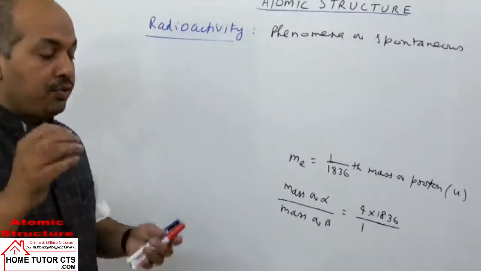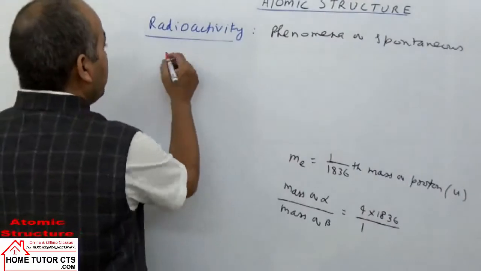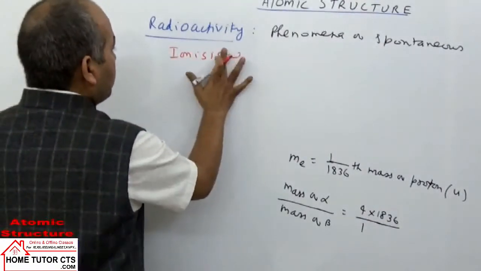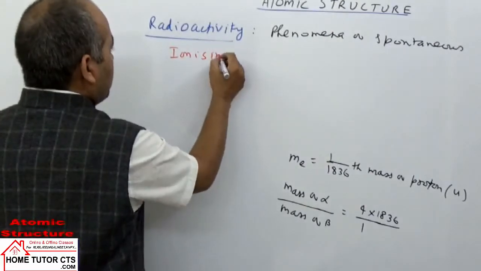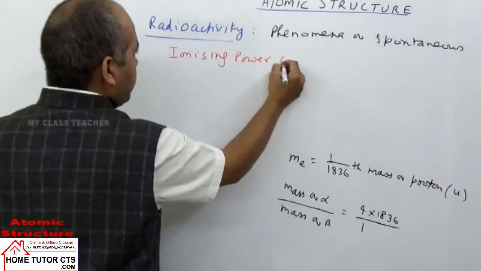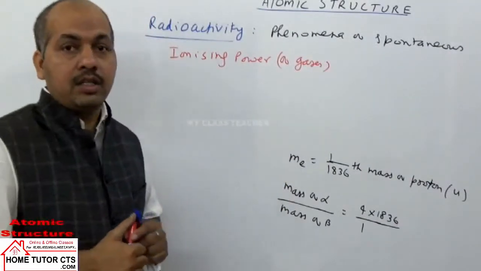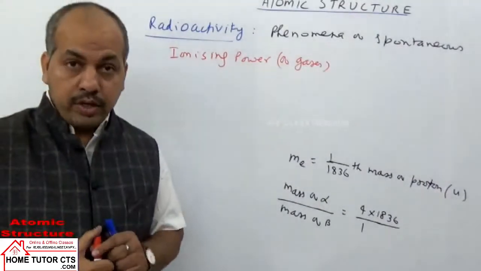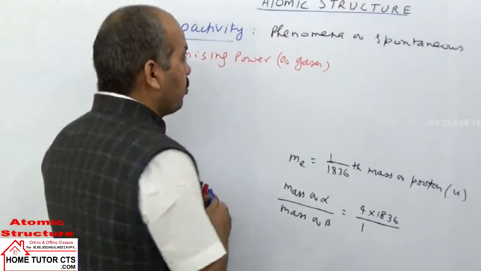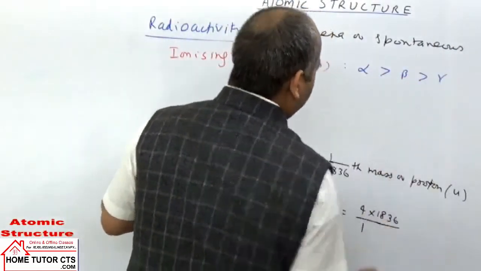Okay. Taking one more property of alpha and beta particles, we can take their ionizing power of gases. When these rays pass through gases, they can cause ionization of the gas. This ability is highest for the alpha particles, then beta, then gamma.